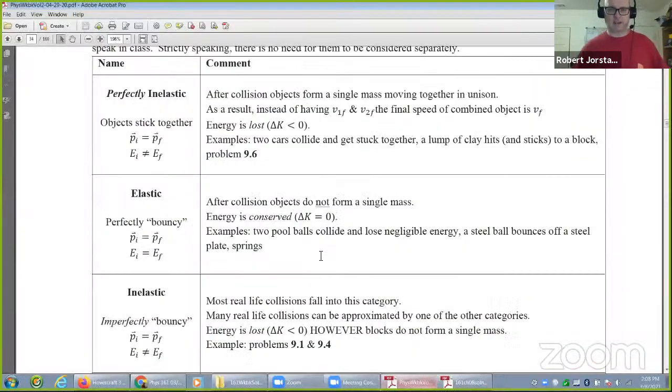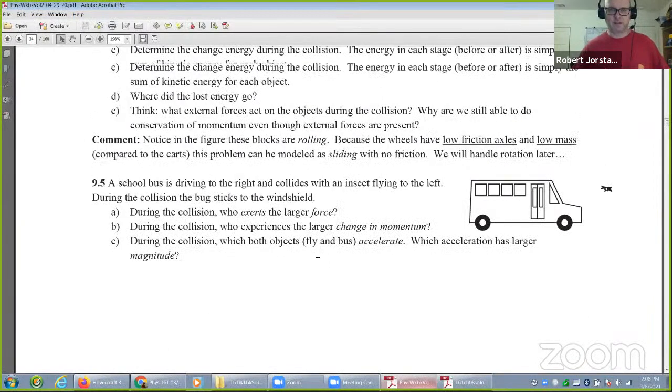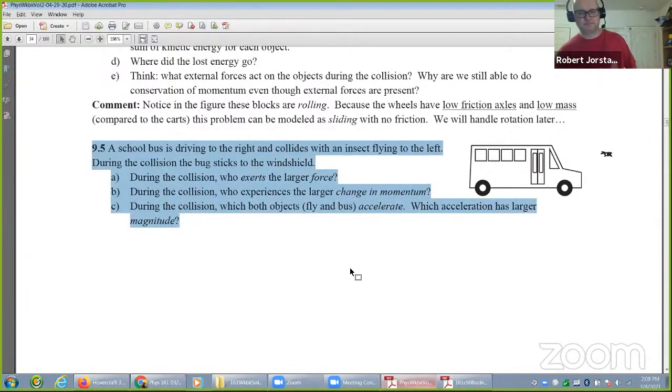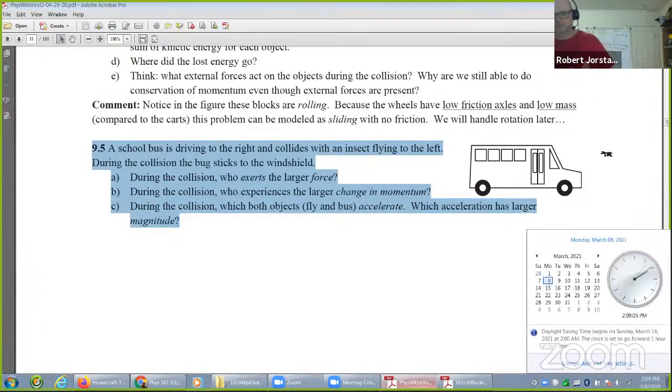All right, so let's go back and catch up one of these that I missed. Let's look at this one. Take a second, think to yourself. You don't have to answer to me. I'll give you 1 minute on the clock here. So at 2:10, I'll go over the solution. School bus drives to the right, hits the insect. Bug sticks to the windshield.